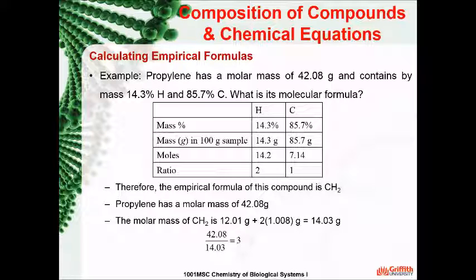So if you divide 42.08 over 14.03, the answer is 3. So the actual compound is 3 times heavier than the empirical formula. Therefore, you can say that the molecular formula is 3 times CH2, which is C3H6. This is the end of part 1 of module 6.